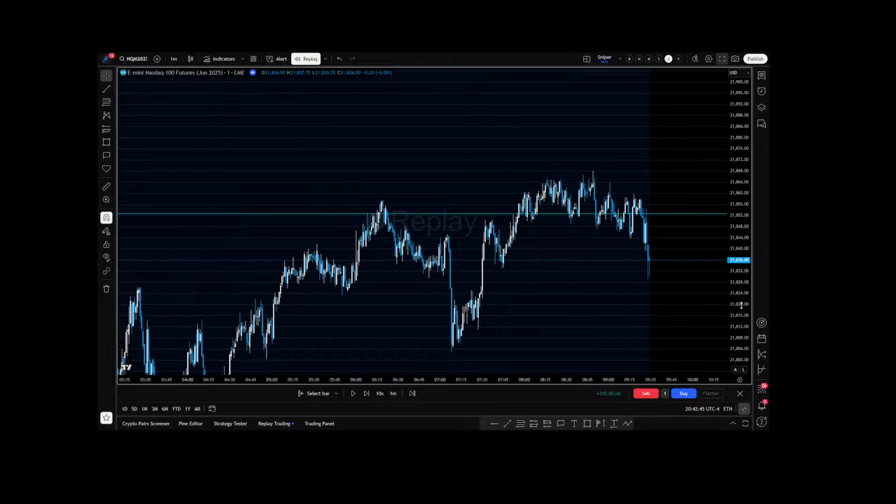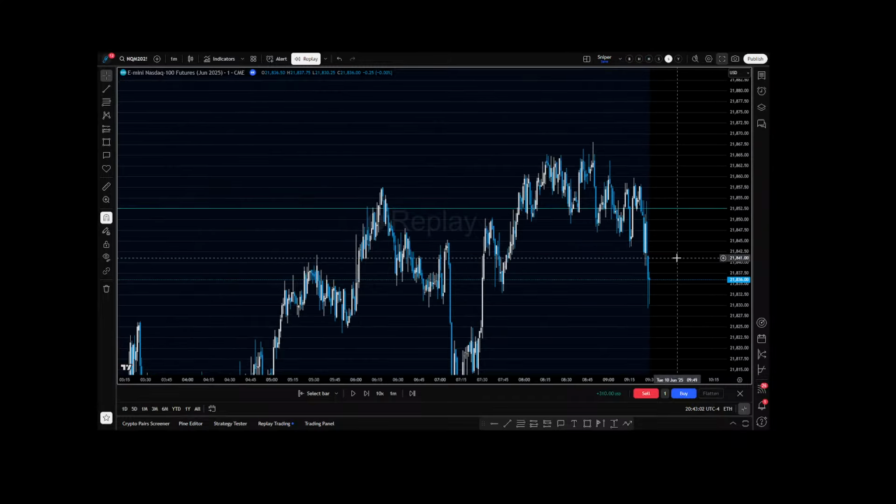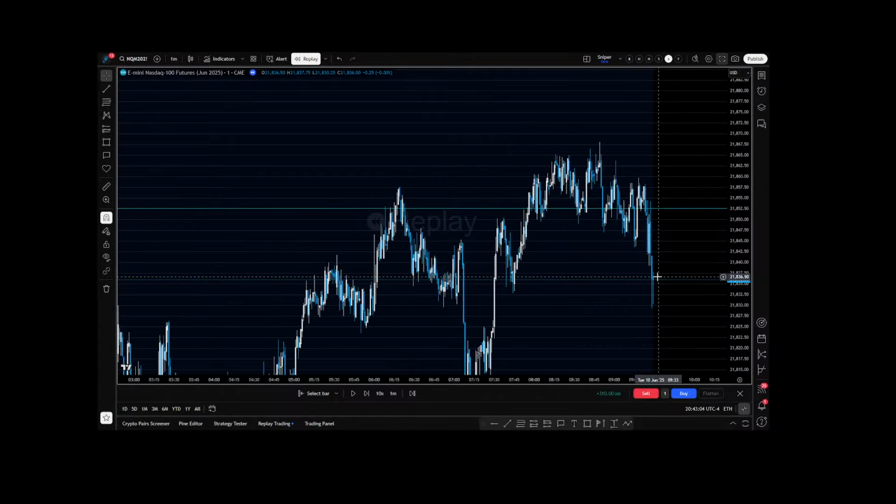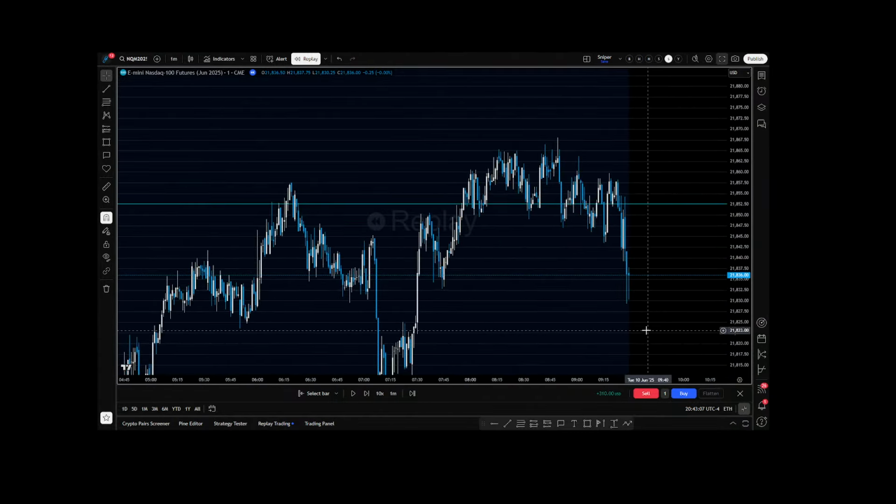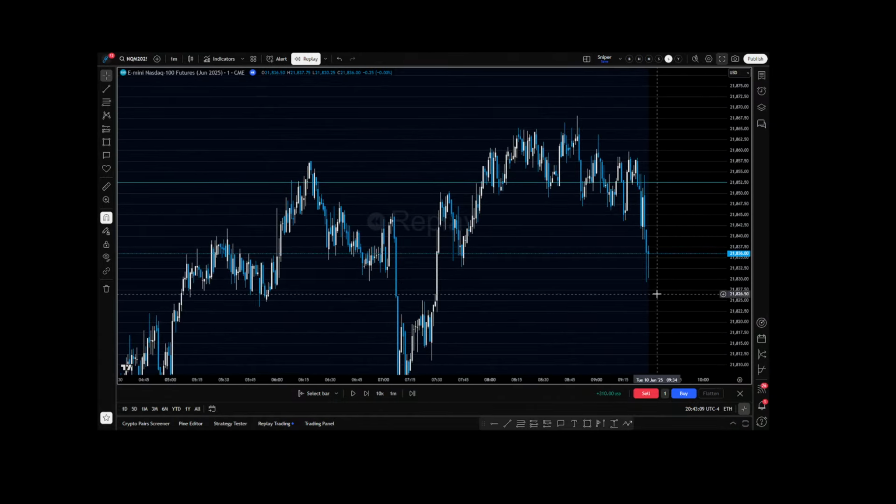Times like this where you don't have a clear draw and there's already been a ton of action before the bell, this is when you want to look at manipulation and see, okay, how are we manipulating? What PD arrays are being respected? And where does price seem to be headed, right? Rather than marrying a bias before the open, just adapt to price when the conditions are a bit blurry.